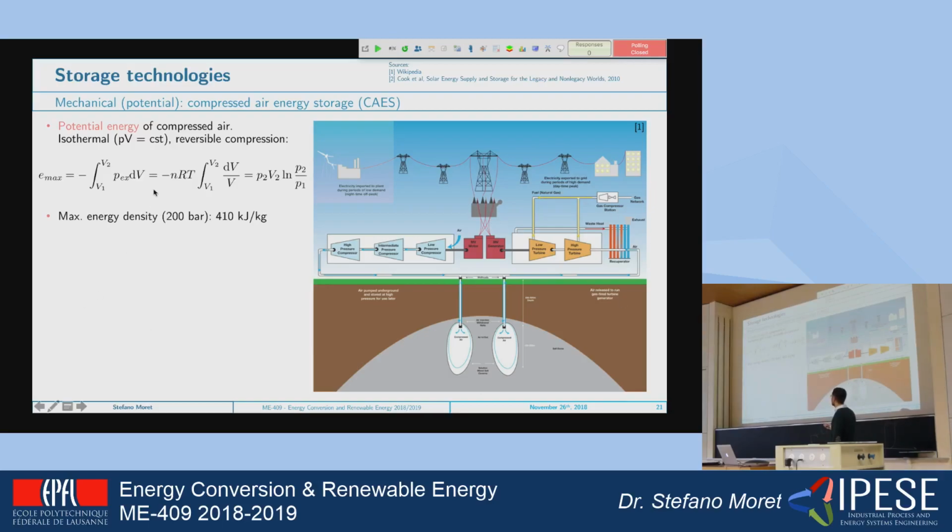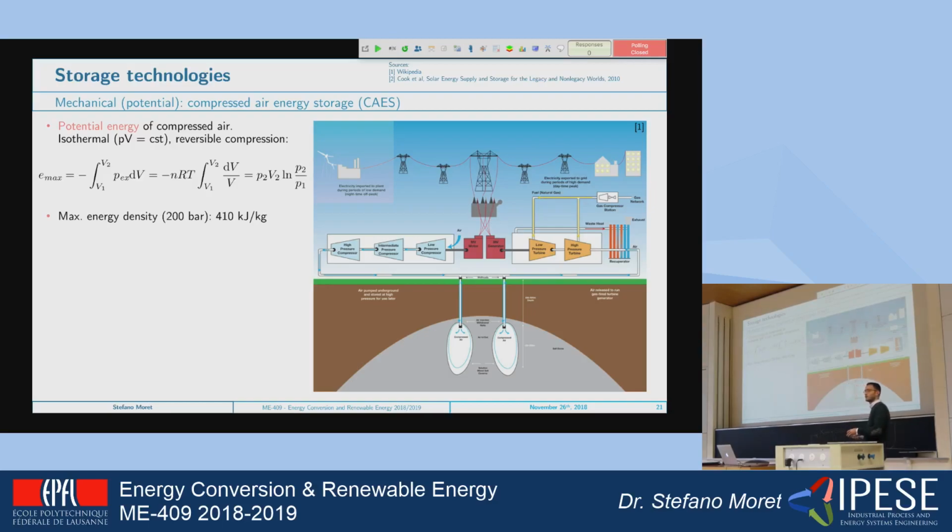Actually, here I'm considering what is the physics. The physics is, at least theoretically, from the isothermal compression of an ideal gas. So you can pretty easily derive the maximum theoretical energy density that you will have if you compress air at 200 bars. So you see that here we are talking about 410 kilojoule per kilogram.